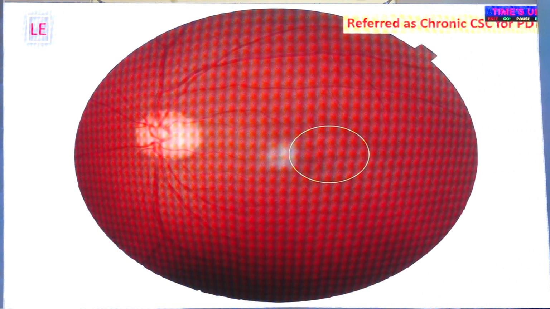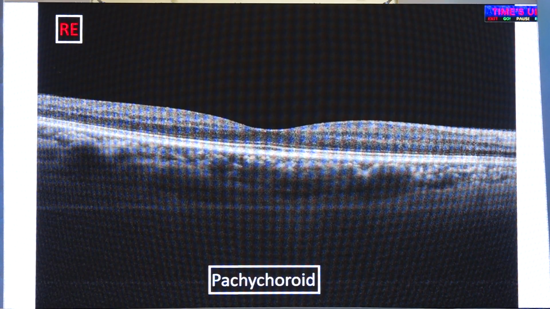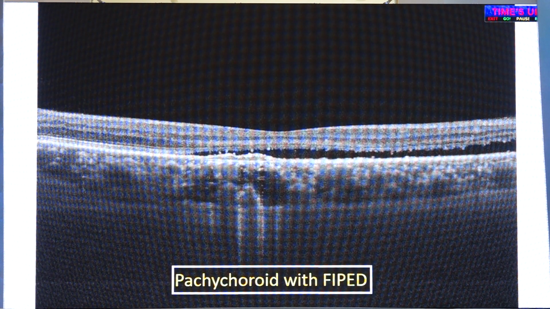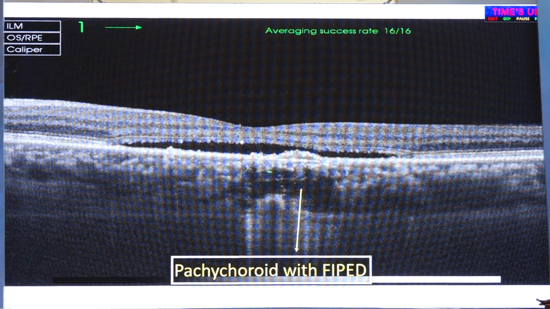So let us look at one case here, where it was referred as chronic CSR with subretinal fluid and for photodynamic therapy to me. But when you look at the OCT in the other eye, you see these pachychoroid features: thick choroid, dilated outer choroidal veins compressing the choriocapillaries. And in this eye of our concern, that is the left eye, you see this shallow irregular PED or flat irregular PED called FIPED. And this FIPED overlies the area of pachyvessel with choriocapillary compression and choriocapillary ischemia.